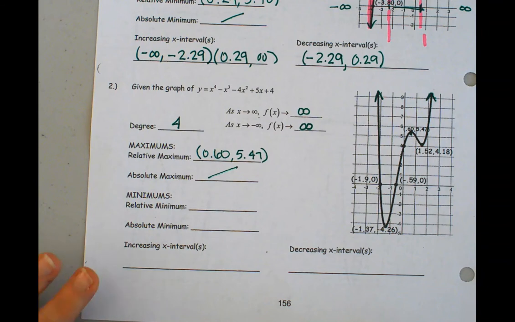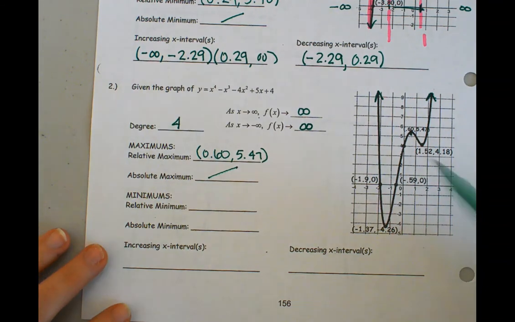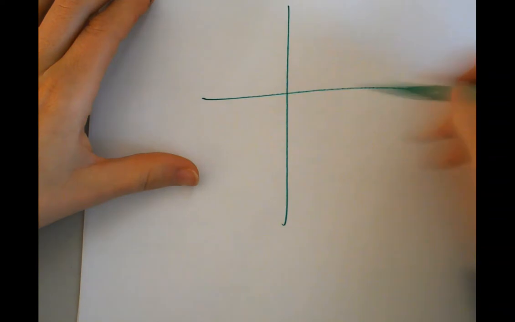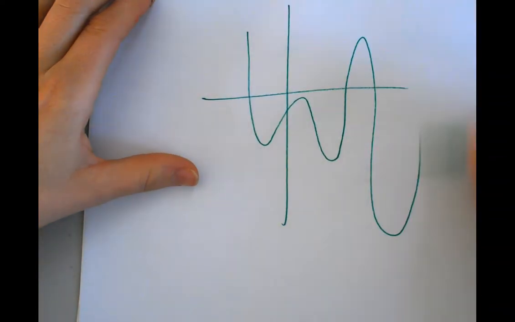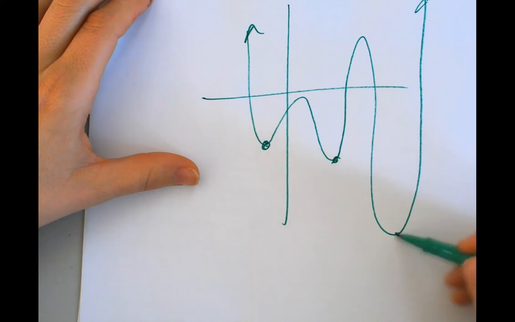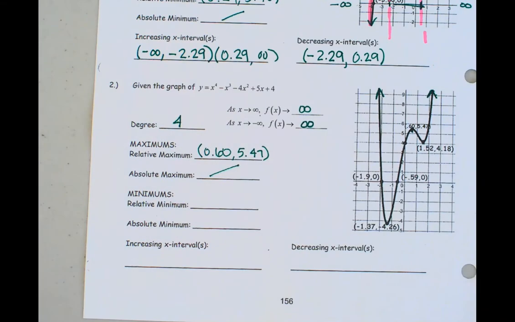So then for relative minimums, I have 2 minimums on this graph. I have one here and one here. Well, technically you could have more than one relative minimum. So I could have a graph just really quickly that looks like this. And it would have 2 relative minimums and then 1 absolute minimum. So it's not necessarily that there's 1 relative and 1 absolute. There can be multiple relatives. There can only be 1 absolute minimum.